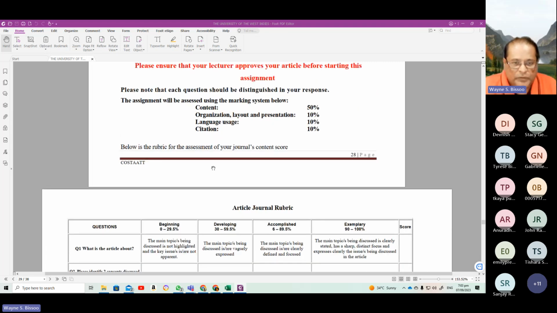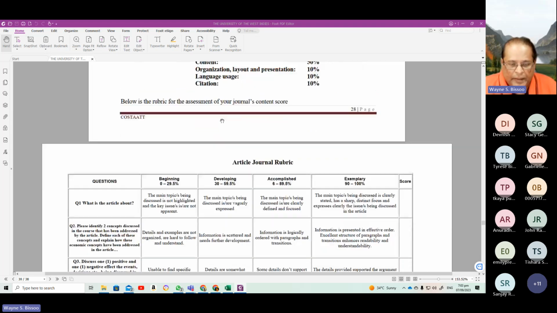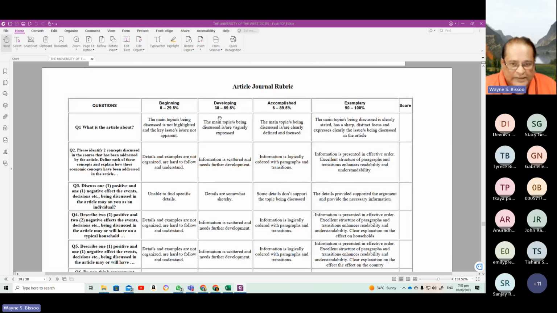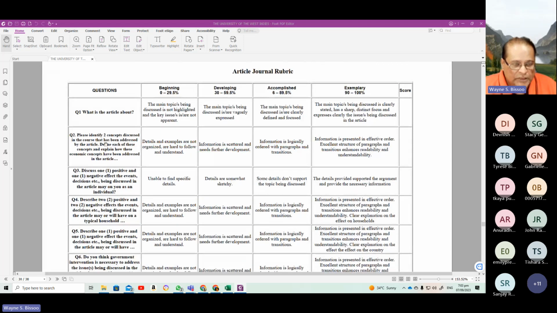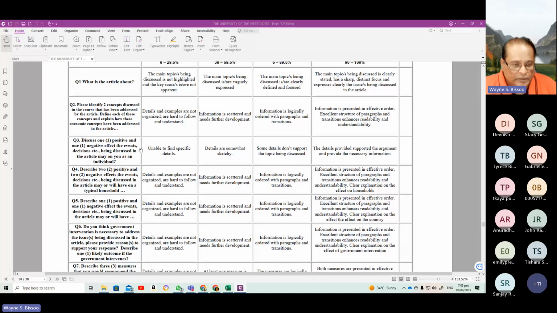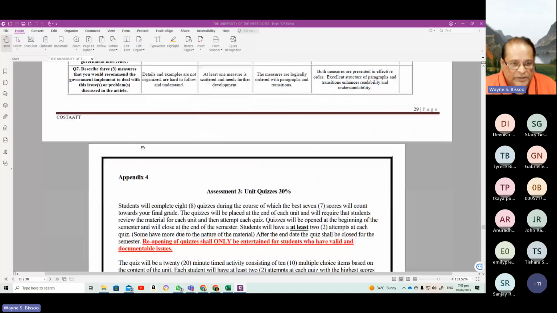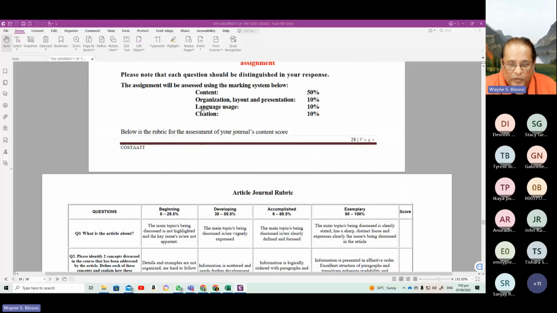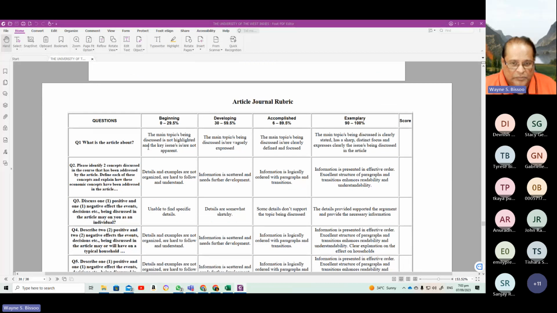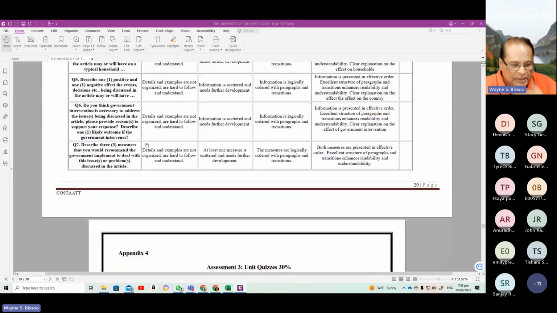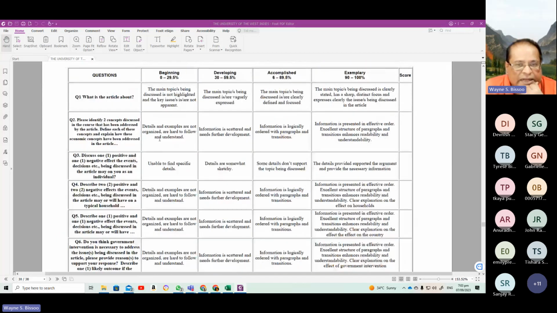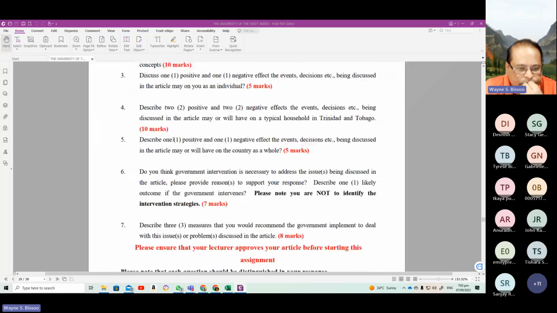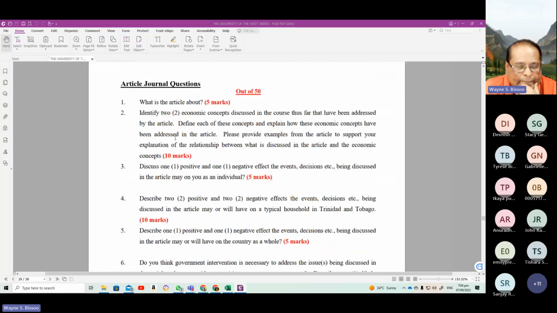All right. So again, this is the marking scheme here, and this is the rubric that details how each question is going to be scored. This one's a little more detailed, primarily for the discussion, and you have a couple marks for content, layout, language usage, and citation. So that speaks to the amount of work that you're dealing with in those areas. All right, any questions on that assignment? On the journal assignment?